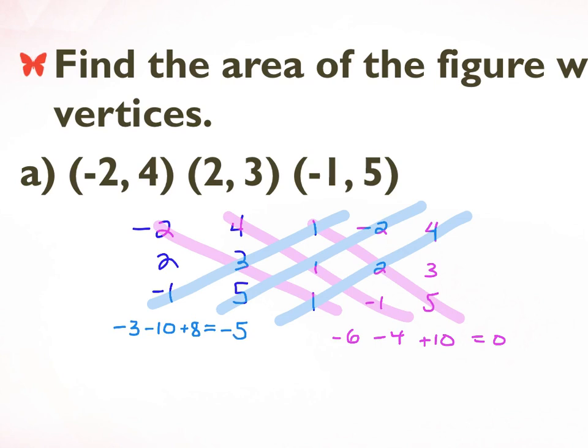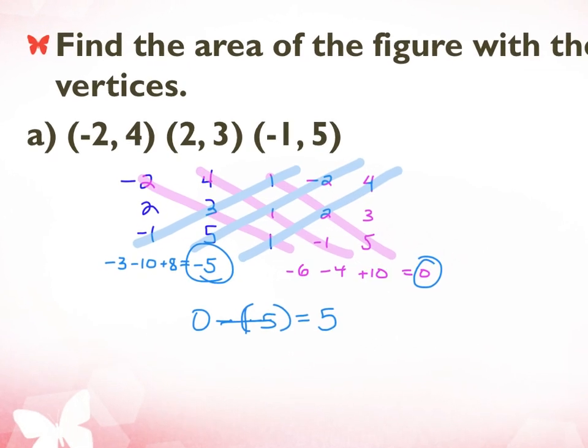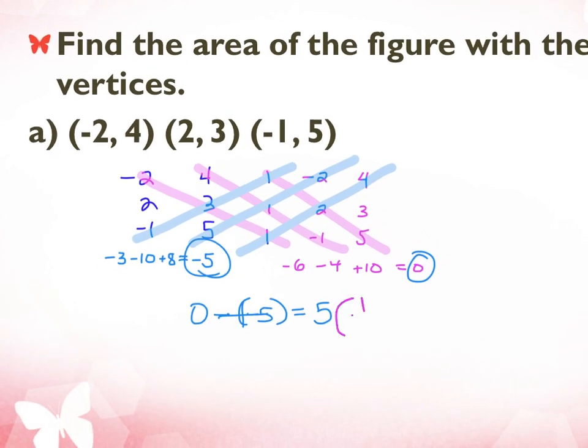And then I would do what I got from the first set of diagonals, so 0, minus what I get from the second one, -5. 0 minus a -5 becomes 0 plus 5. 5 is the determinant. And then for area, I multiply it times 1/2 and make sure it's positive. So 5/2 or 2.5, any of those answers work.